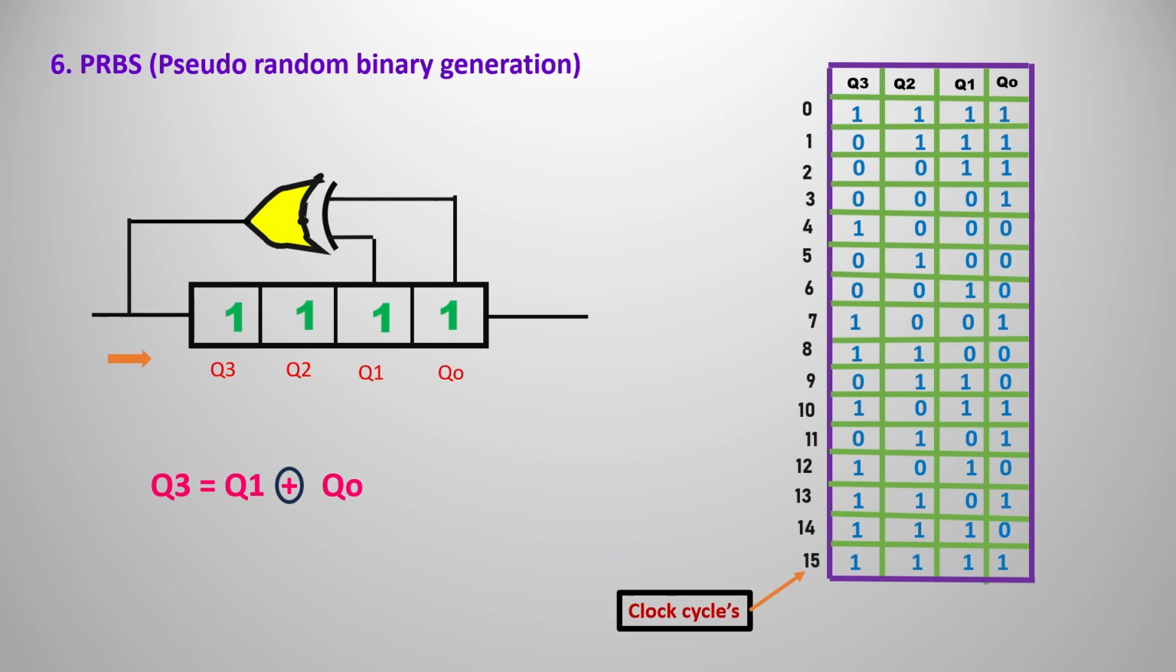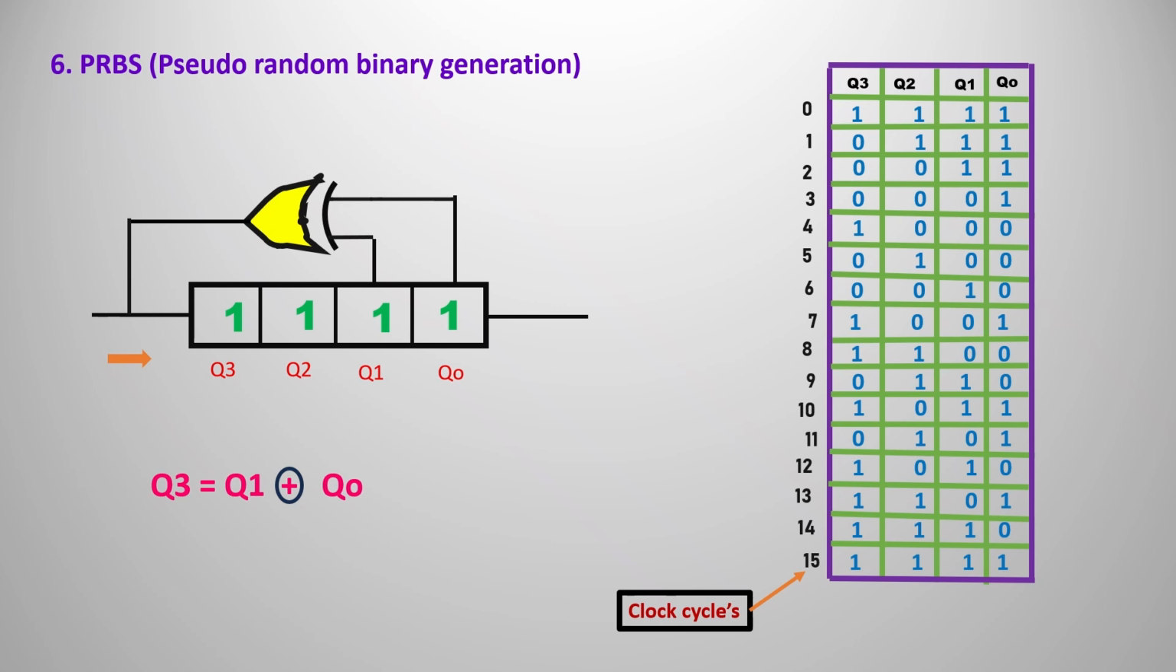So if you observe, the first one is all ones, where we started. The next one is Q1 XOR Q0, so 1 XOR 1 is 0. So Q3 is 0 and the remaining bits are the same. Like that you are going to fill all the 15 combinations. Here 0, 1, 2, 3 and so on do not represent the min terms. That represents the clock cycle.